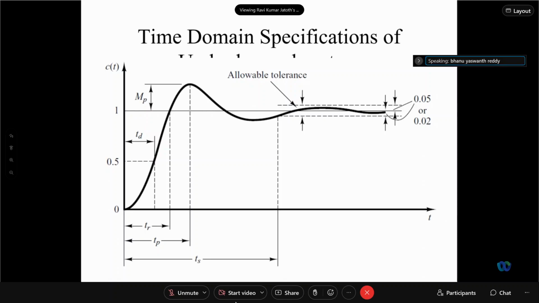2 seconds. So should a system have overshoot 0 or some value? Which is better? 0. One system is having like this here. So there should not be any overshoot, no? Correct, no? So how to design systems is what control systems tells.